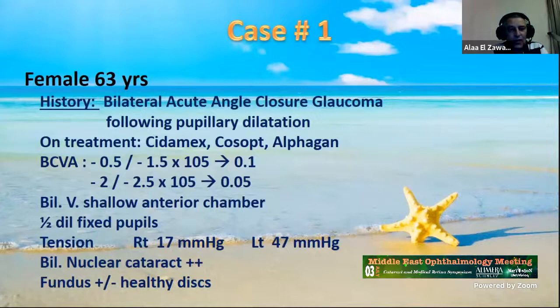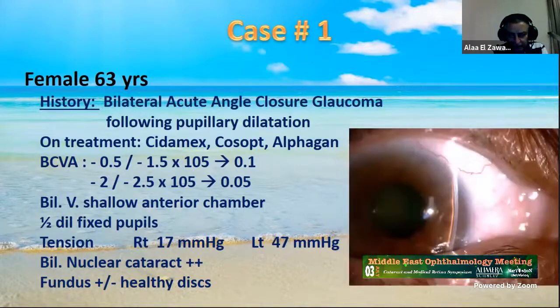The best corrected visual acuity, with minimal astigmatism, was 0.1 in the right eye and 0.05 in the left eye. Bilateral very shallow anterior chamber, half dilated fixed pupils, tension in the right eye 17, in the left eye 47, in spite of this treatment. There was bilateral nuclear cataract 2+, and the fundus more or less I was able to see healthy discs. This is the right eye, and we can see how shallow the anterior chamber is.